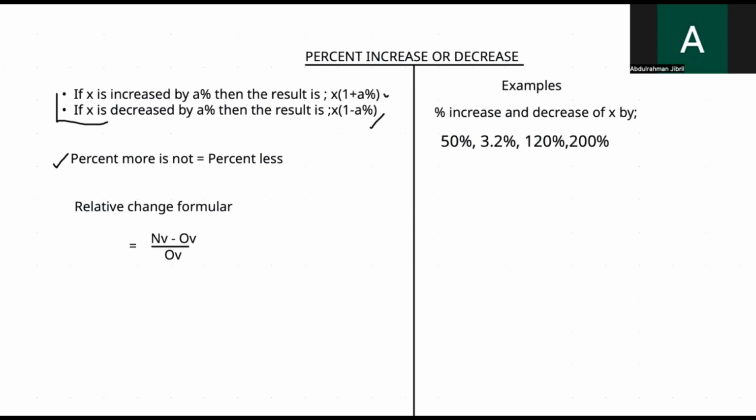Let's say you have a value or a number X, and this number is increased by A percent. Then the result is X multiplying 1 plus A percent. That's very simple. So your answer will be X multiplying an expression, and that expression would be 1 plus A over 100. So you divide your A by 100, so it will be 1 plus A over 100.